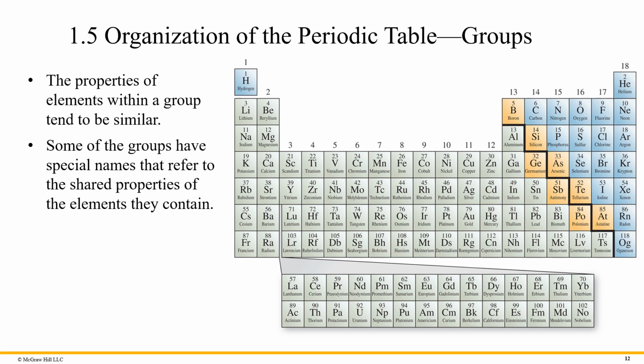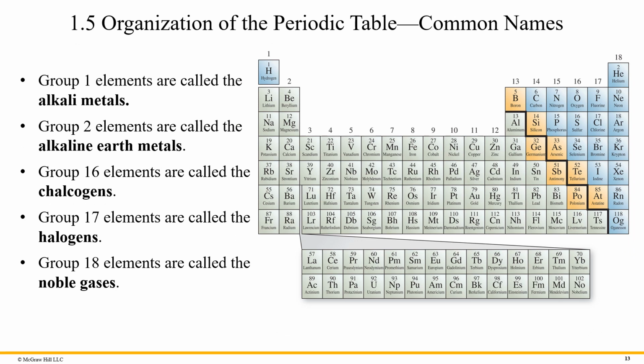But let's look at some of the common names of each of these groups. Not every group has a common name, but group number 1, these elements are called the alkali metals. Group number 2, these elements are called the alkaline earth metals. Group 16 are called the chalcogens. Group 17 are called the halogens, and group 18 are called the noble gases.